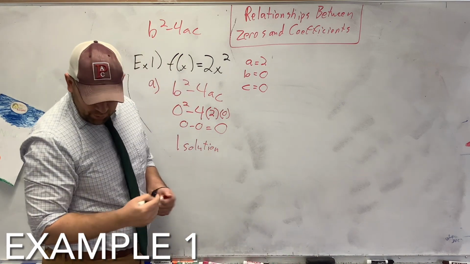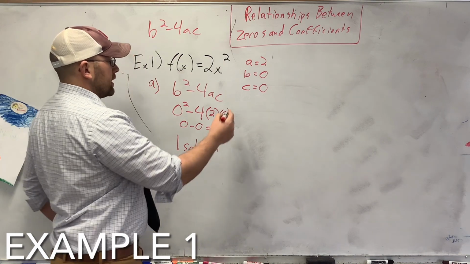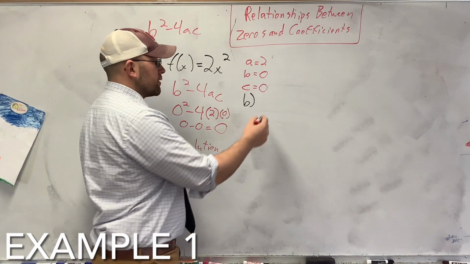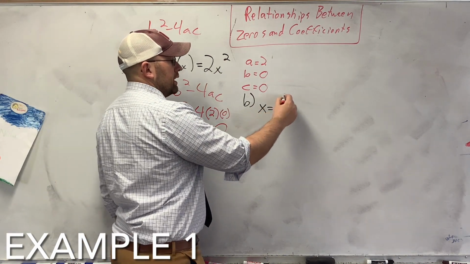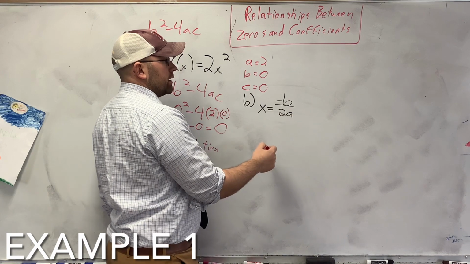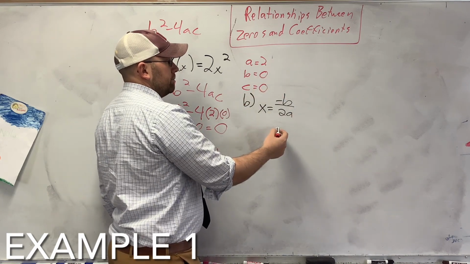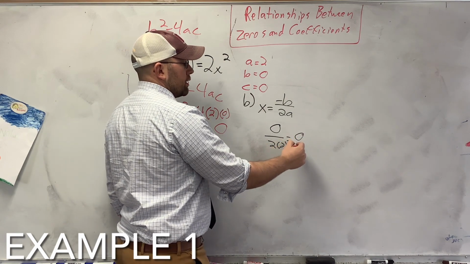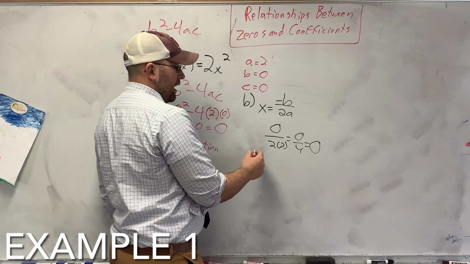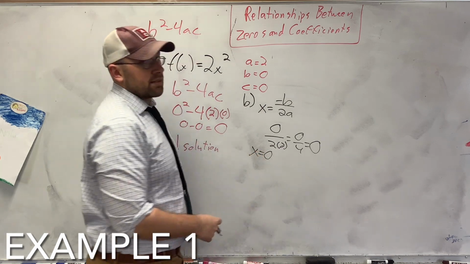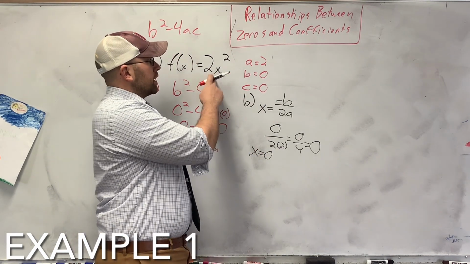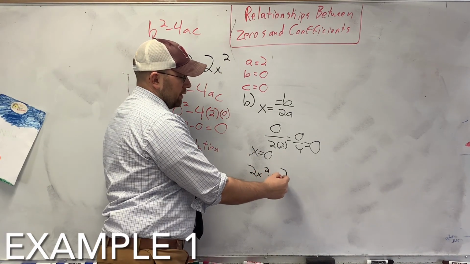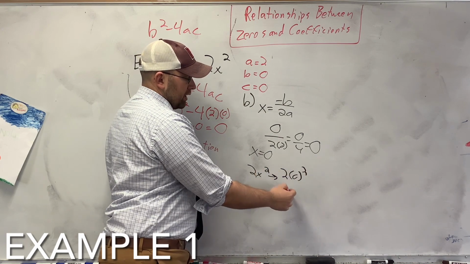All right, the next thing I'm going to find is the vertex. To find the vertex, we're going to find the axis of symmetry first. The axis of symmetry is negative b over 2a. So I put my b in, 0 over 2 times 2, so 0 over 4, which is 0. Now I have the x point of my vertex. Now I take that and plug it back into 2x squared, plug in 0 for x, which gives me 0.